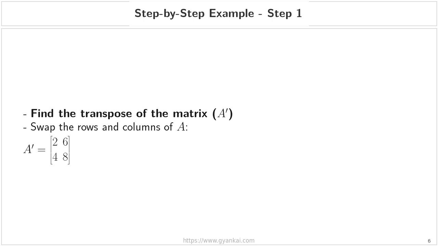As you can see here, our resulting matrix, A prime, is a 2 by 2 matrix where the first row contains 2 and 6, and the second row contains 4 and 8. We will keep this transpose handy, as it is essential for the calculations we are about to perform in the next few slides to find the symmetric and skew-symmetric components.